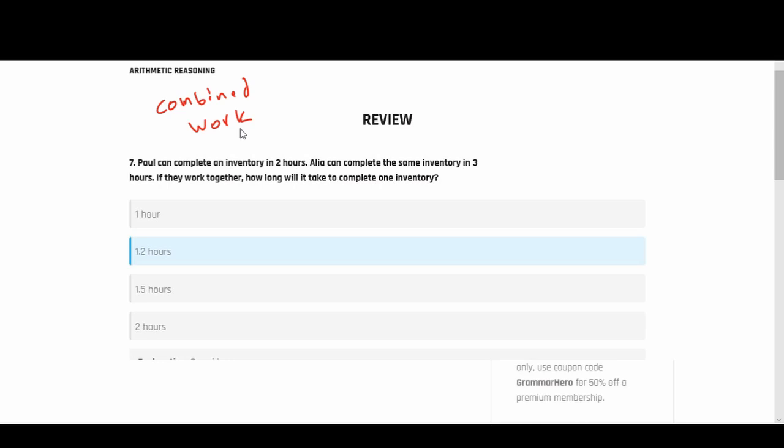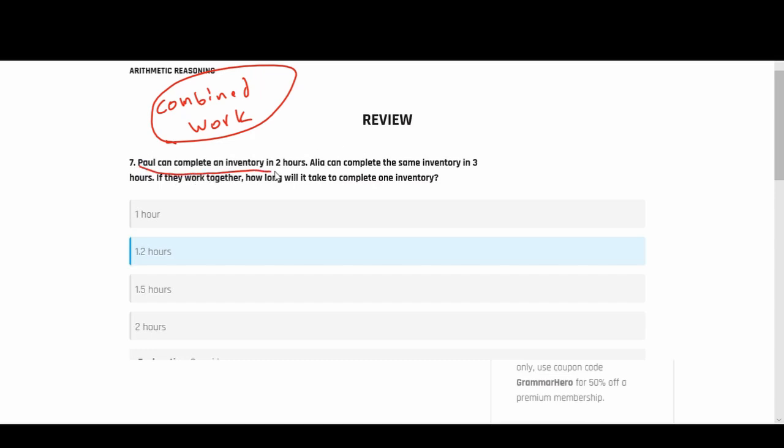I introduced combined work problems in AFQT 7 arithmetic reasoning. If you want to see how I set up that problem, I set it up the same way I'm going to set this one up. You may see combined work problems on the ASVAB. I know that I've seen these types of problems over and over again because unless you've seen a couple of them, they're not clear as to how to set up. But that said, let's go ahead and do it.